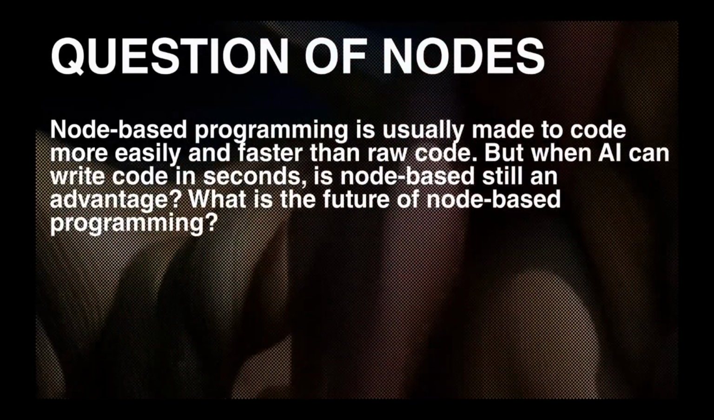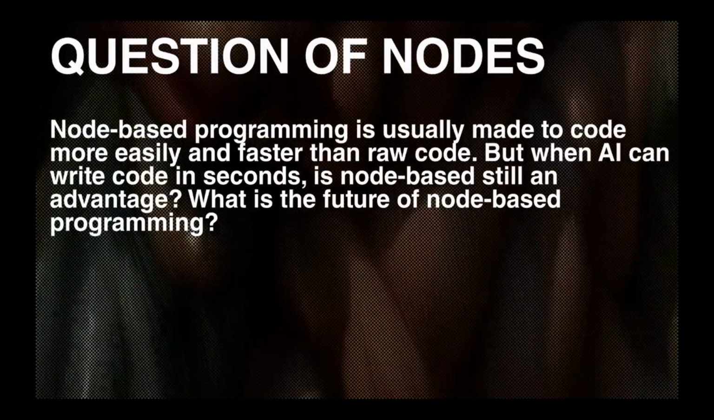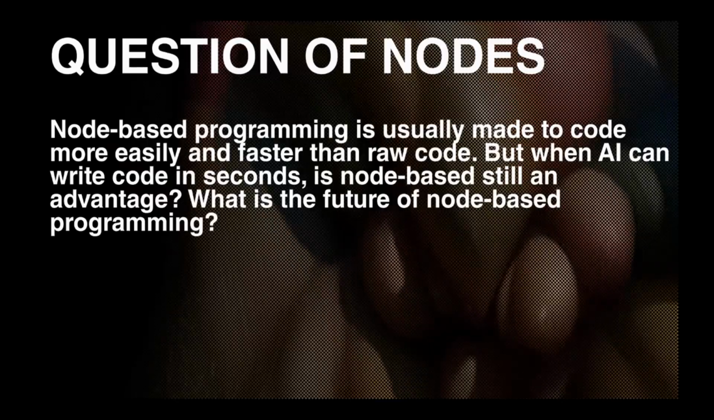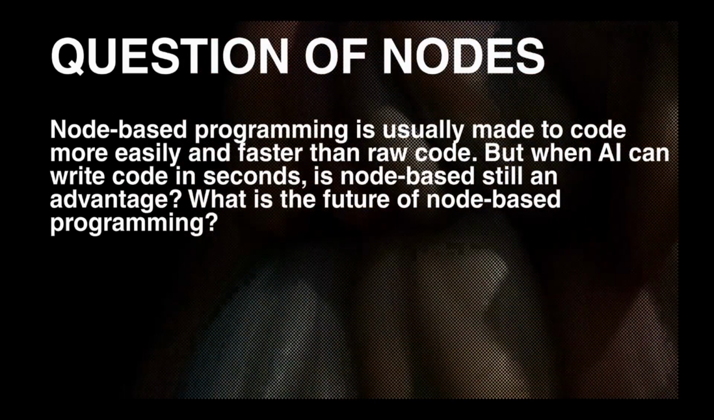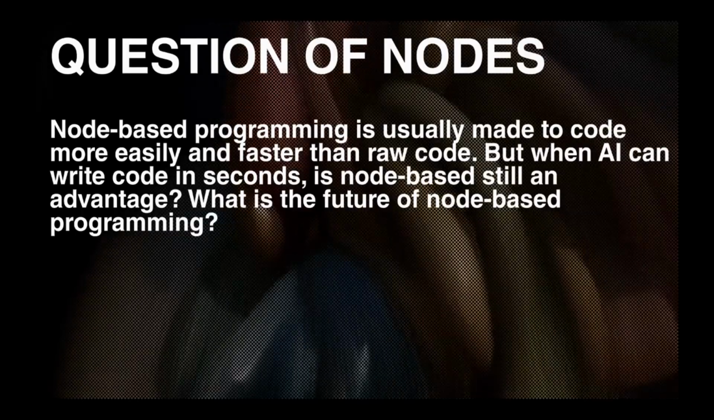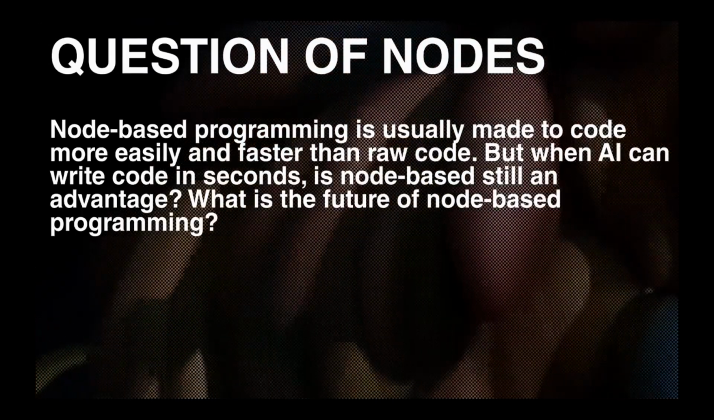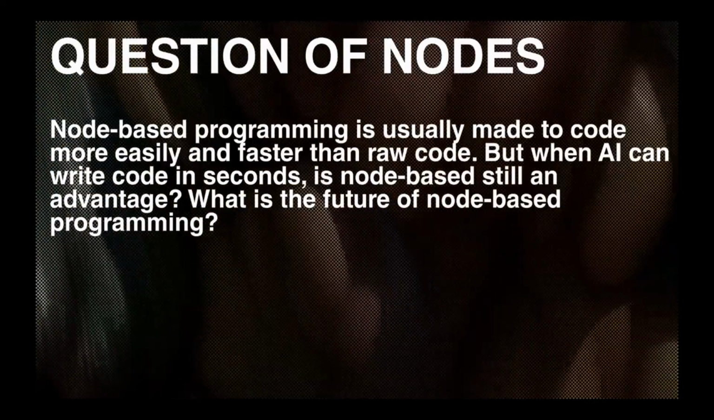Node-based programming is usually made to code more easily and faster than raw code. But when AI can write code in seconds, is node-based still an advantage? What is the future of node-based programming then? I do believe that a lot of you have tried to use ChatGPT or any other LLM to code. Who, maybe?